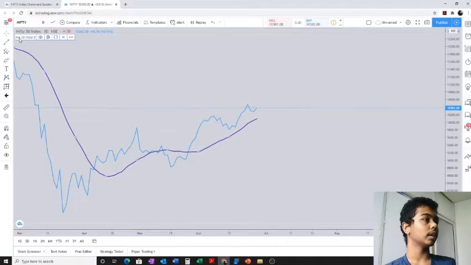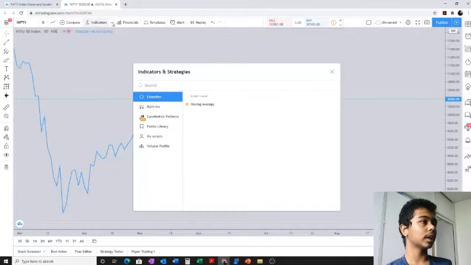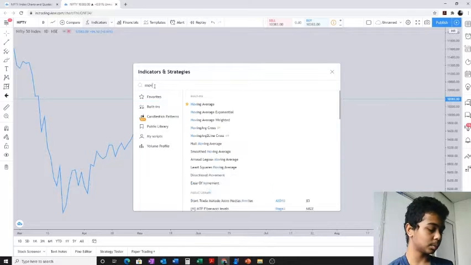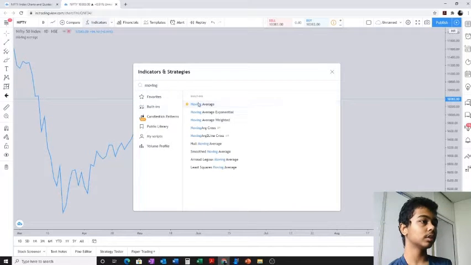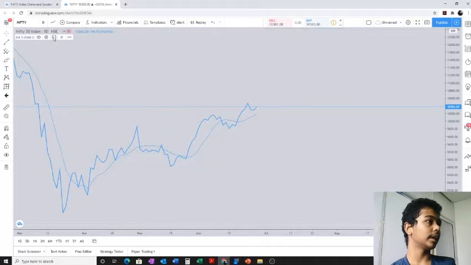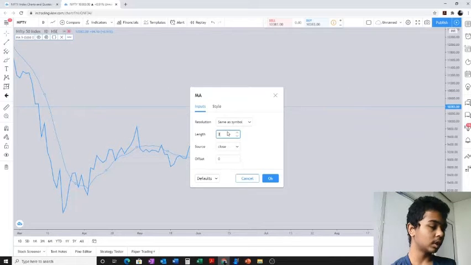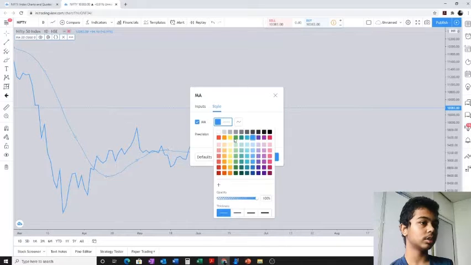Over here I have a 20 moving average. Let me tell you how to put it. You go to indicators over here, and in built-in you just search moving average. It's also one of my favorite indicators. It's very easy to trade using this. So let me change the color so it's easier to differentiate.